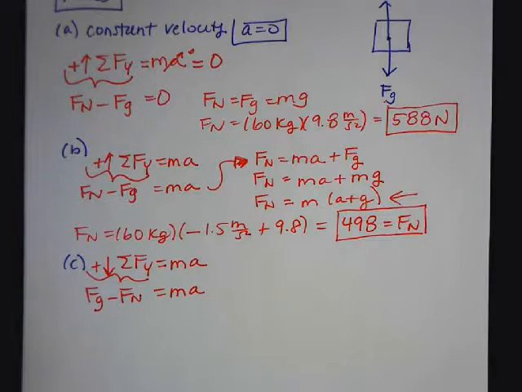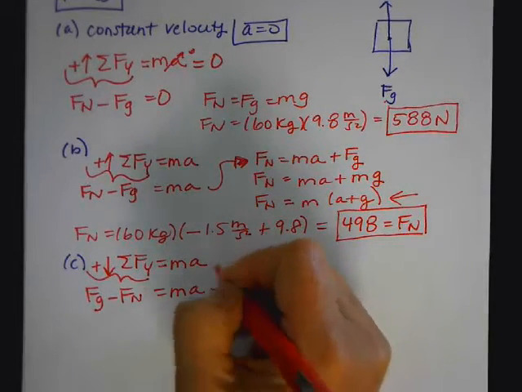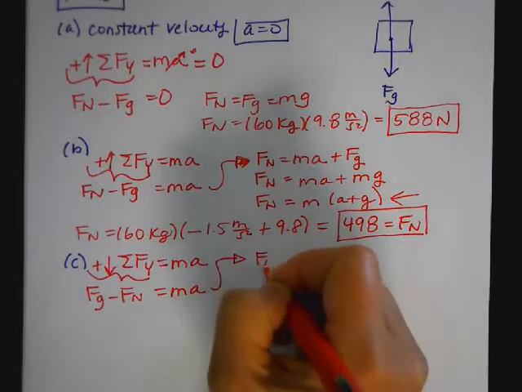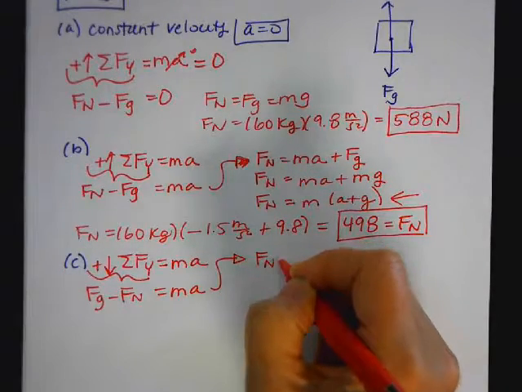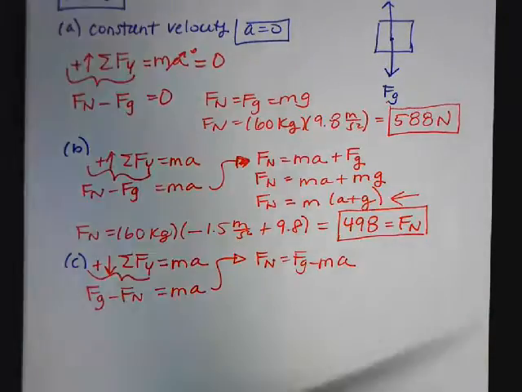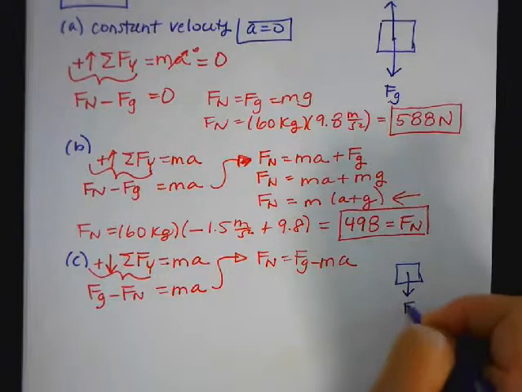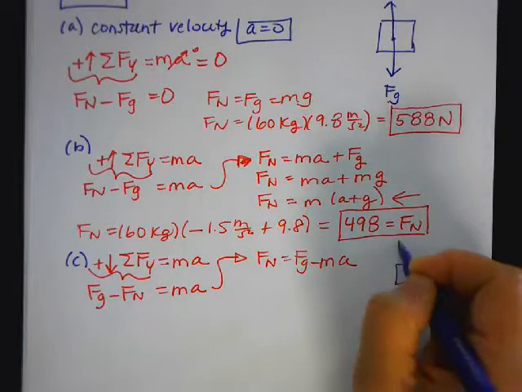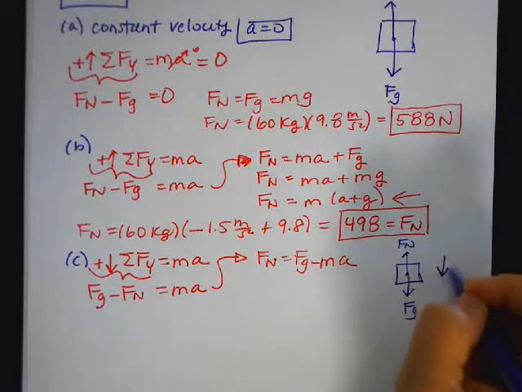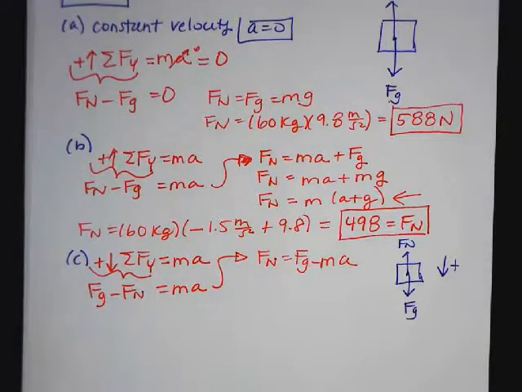The worst thing that you could do is try to memorize equations for all the different scenarios for an elevator, accelerating up, accelerating down. That just doesn't make sense. You want to understand it. So now when I rewrite this, I know that F_N is equal to F_g minus ma. Remember, in our free body diagram, even though this looks the same, now I'm calling down positive. So that's why F_g is positive and F_N is negative.